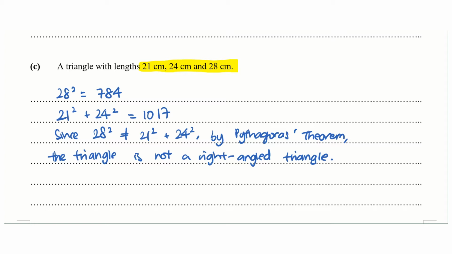Same as before, there is no diagram given in this question, but the diagram is actually not necessary. So same as before, we look for the longer side, which is 28 cm. We determine 28 square, which is 784. And then we look at the remaining two sides, and we take the squares and sum them up, and that will be 1017. So we see that both of them are actually not equal. So by Pythagoras theorem, the triangle is not a right angle triangle.